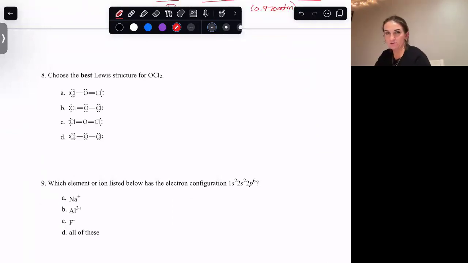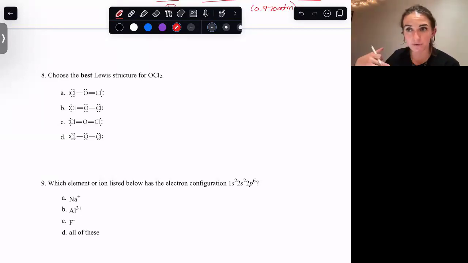Okay, and then the last question I got so far from the mock exam was the Lewis structure for 8. We're going to go through our steps of a Lewis structure. The first one is to find our valence electrons. Oxygen has 6, chlorine has 7, and we have 2 of those. So we have 6 plus 14, so we have 20 valence electrons.